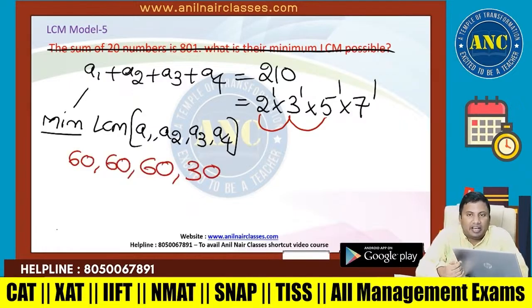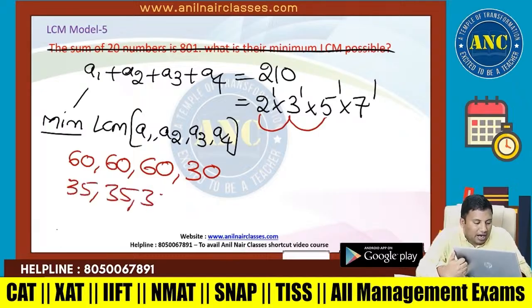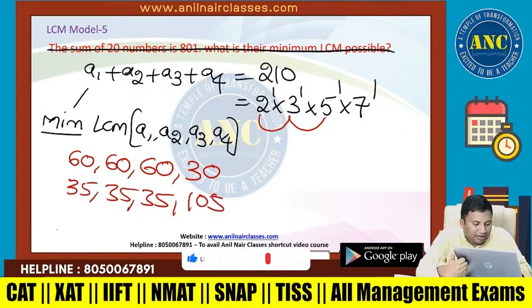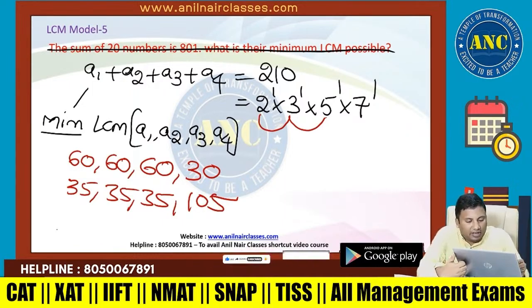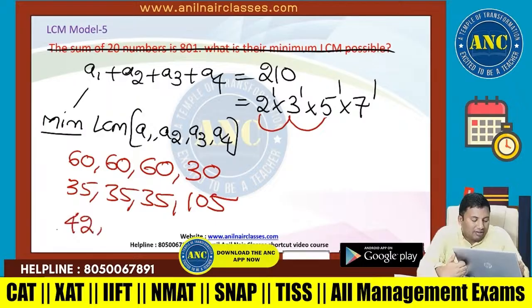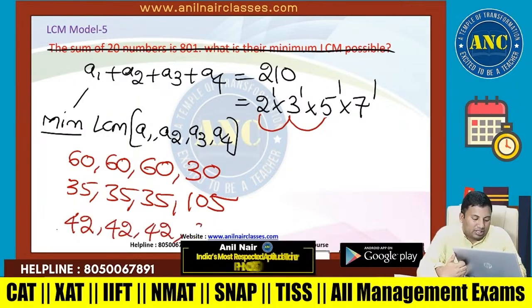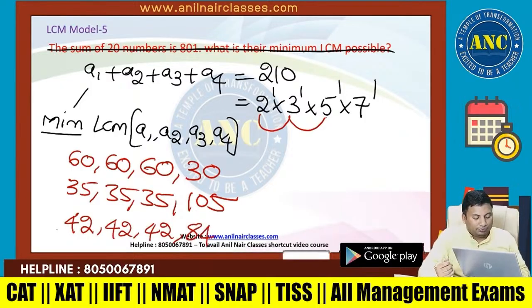7 5s are 35. Multiple of 35: 35, 35, 35, and the next is 105. 105 plus 105 is 210. Next is 7 3s are 21, 21 2s are 42: 42, 42, 42, and next is 42 5s are.